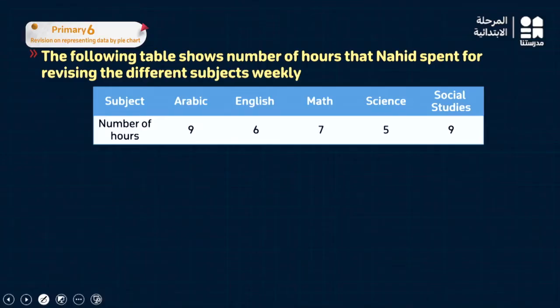Here he told me to follow the following table, which shows the number of hours that Nahid spends revising the different subjects weekly.